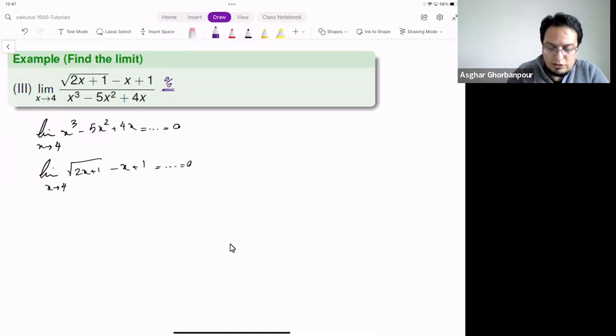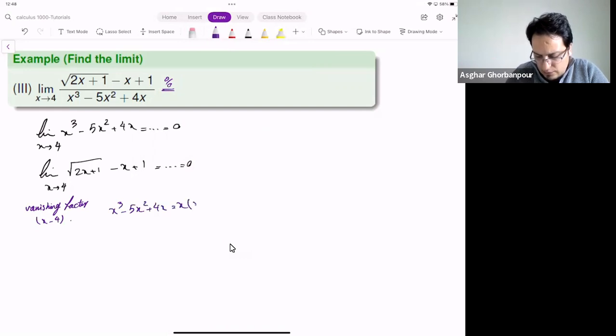And now we want to do something very similar to what we did in the previous examples. In the denominator, the vanishing factor is x minus 4. When we try to find this, x cubed minus 5x squared plus 4x, I factor out x, this will be x squared minus 5x plus 4, and that is x minus 4 times x minus 1. That's the factorization, and it has the vanishing factor.